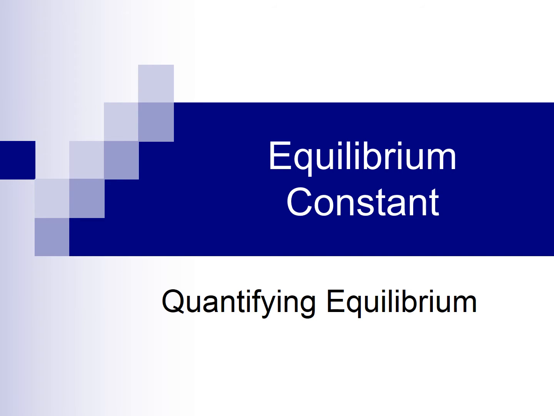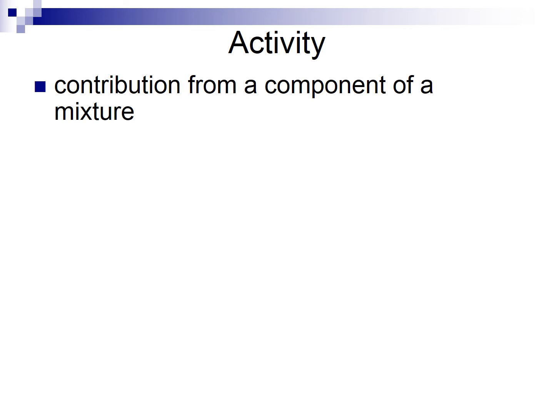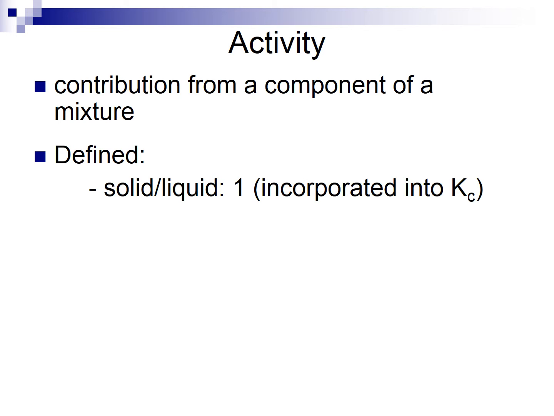Equilibrium constant, quantifying equilibrium. Looking at activity, activity is how we're going to define our plugged in value into the equilibrium expression. Activity is the contribution of my component of a mixture to the system as a whole. So for a pure solid or liquid, we define activity to be 1, because pure solids and liquids don't have concentrations.